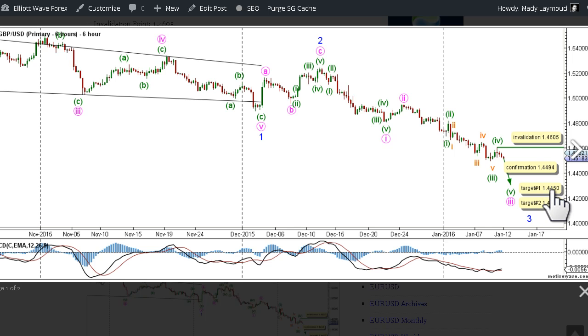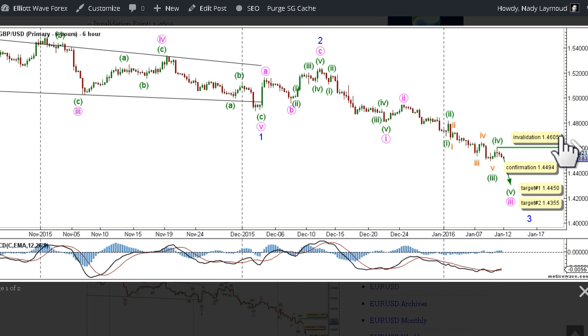The first target is at 1.4450, as at that level wave 5 green would reach 0.618 the length of wave 1 green, and the second target is at 1.4355, as at that level wave 5 green would reach equality with wave 1 green. This count's invalidation point is at 1.4605, as within wave 5 green, no second wave may retrace more than 100% the length of the first wave. It should be noted that MACD is starting to show signs of strength, supporting that a third wave is underway.